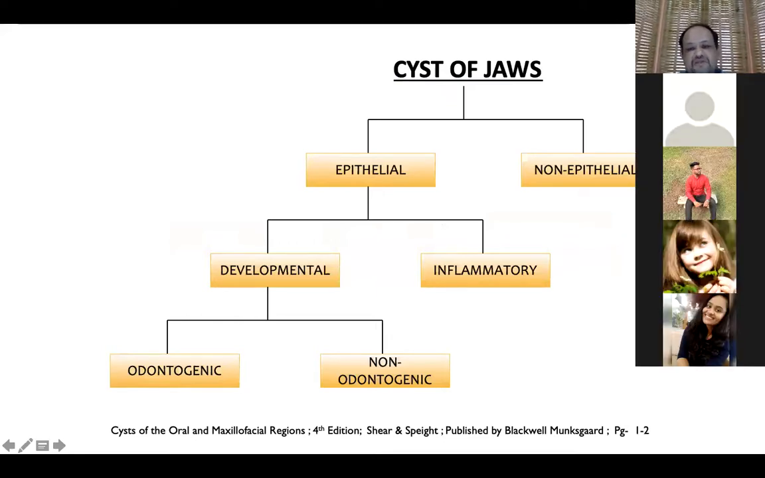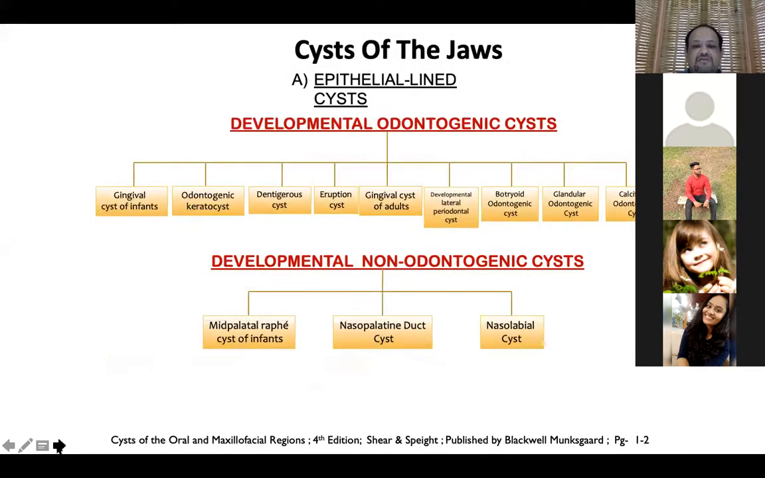So the cysts of the jaws are classified into epithelial and non-epithelial. Then the epithelial ones, which we would be laying stress on, are the developmental ones and the inflammatory ones. Within the developmental, you've got odontogenic and non-odontogenic. The inflammatory ones are definitely the odontogenic, an example of which is the radicular cyst.